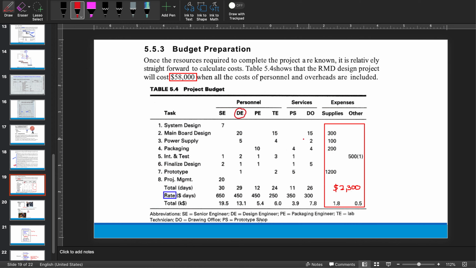But oh, excuse me, I'm miscalculating this. So I need to go vertically here, not horizontally. The 300, 100, 200, and 500, and 1200, that's set. Okay. So these costs here are then added up to be 29. These costs here are added up to be 12. These costs here, 24, 11, and 26. Now, here's the rate. I need to multiply those by a certain rate, whatever that turns out to be, and it's different for the senior engineer and the design engineer as well as these other components. So the results aren't too important except the final cost.